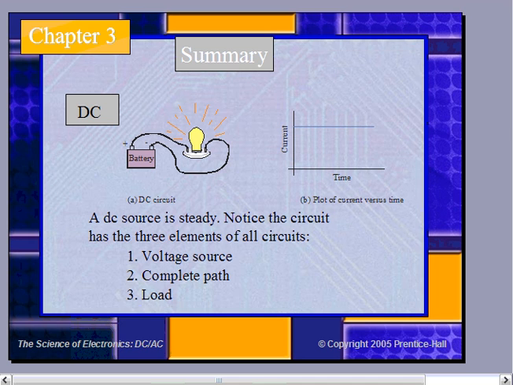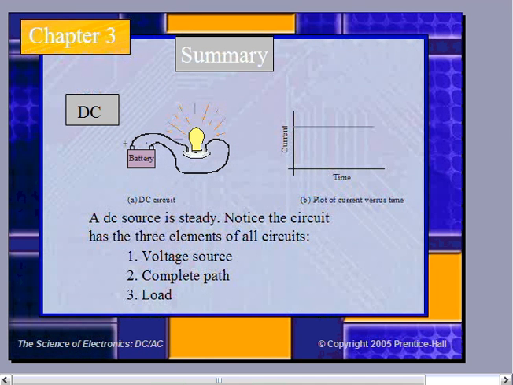A DC source is steady. Notice the circuit has the 3 elements of all circuits: a voltage source, a complete path, and a load. Here the load is the light bulb. Notice the graph, it's a straight line.